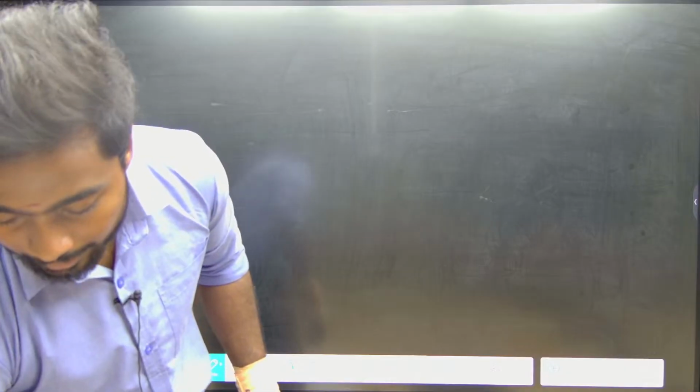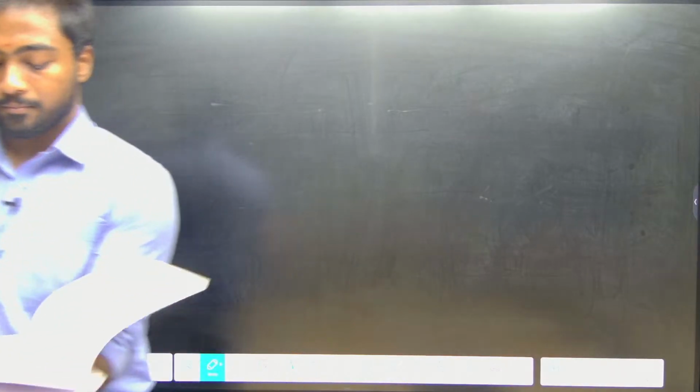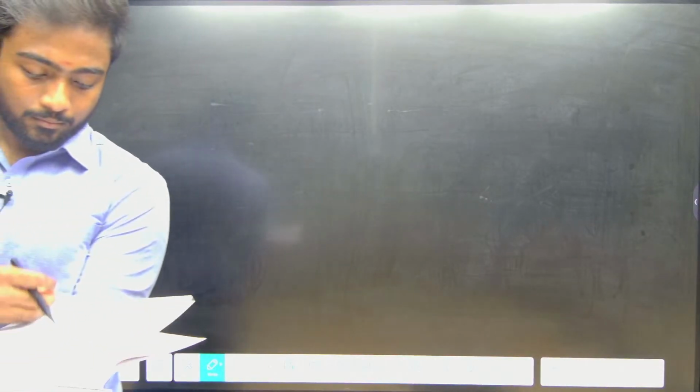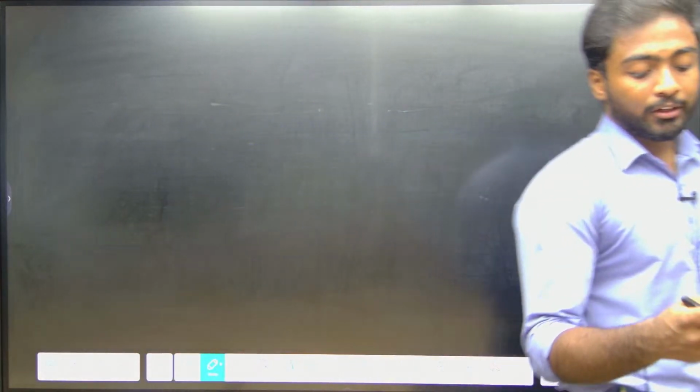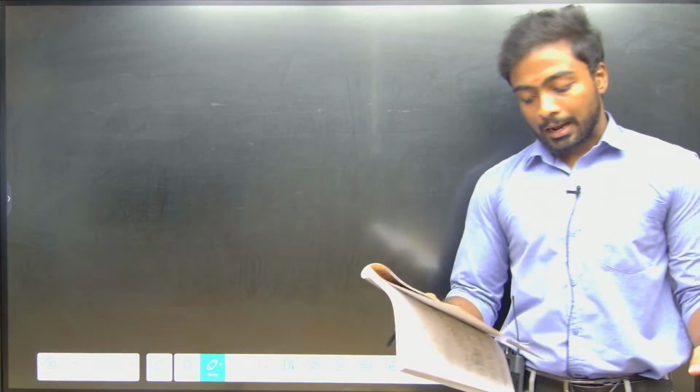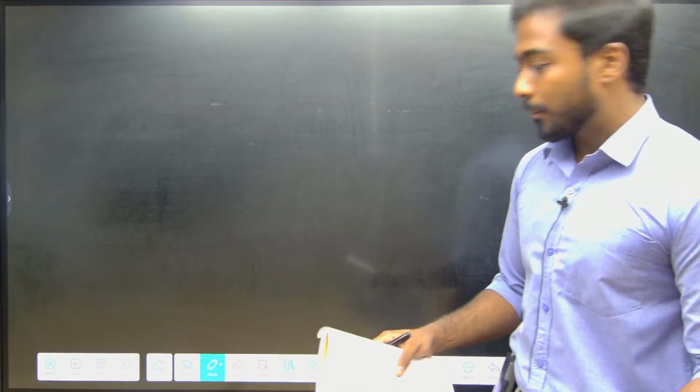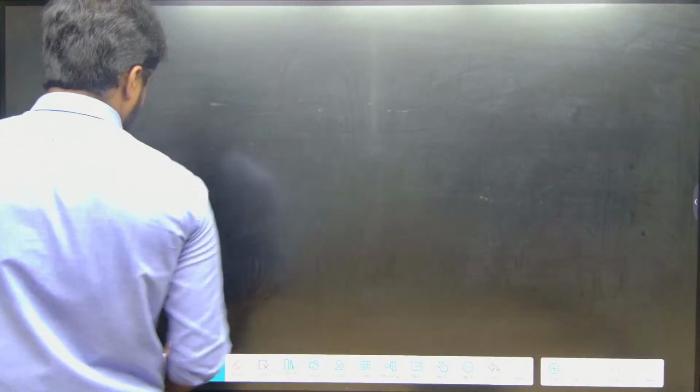Let me take this problem. A car travels 30 kilometer at a uniform speed of 40 kilometer per hour. So, there is a car.